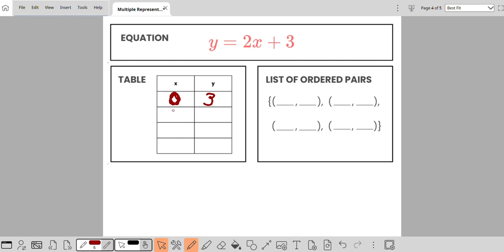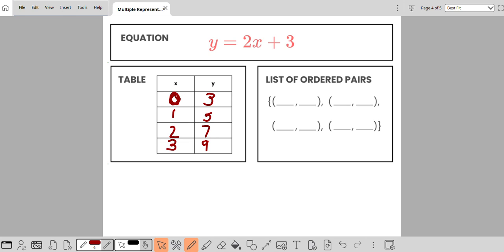Now, let's think about going 1, 2, even 3 weeks, and it's going to grow 2 inches every week. So if it started at 3, plus 2 is 5. Plus 2 is 7. Plus 2 is 9. That's one way we can develop a table. We could also use Desmos and plug this equation in Desmos and then write x equals 0. It'll give us 3. x equals 1, it would give us 5. x equals 2, it would give us 7. x equals 3, it would give us 9.